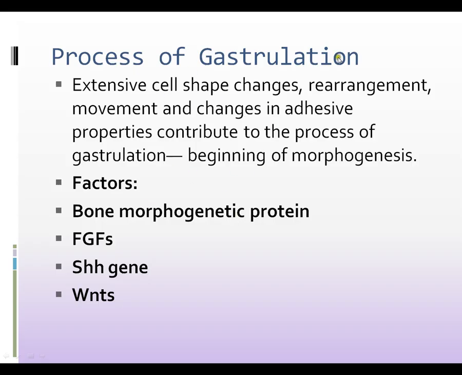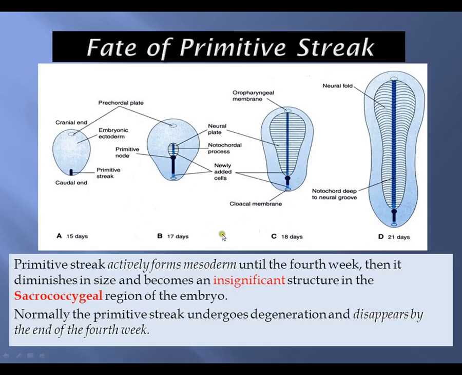Factors responsible for gastrulation are the BMP proteins, fibroblast growth factor, and WNT genes. All these are responsible for the formation of the primitive streak. But the primitive streak regresses after it has proliferated to form the mesoderm. It regresses into the lower region near the cloacal membrane, forms an insignificant small structure in the sacrococcygeal region, and normally disappears in the 4th week of development.